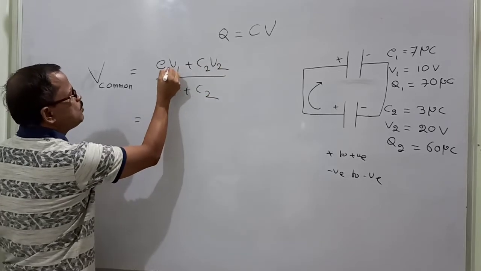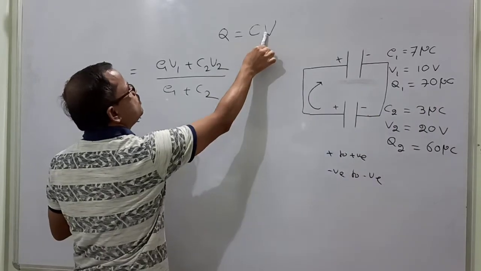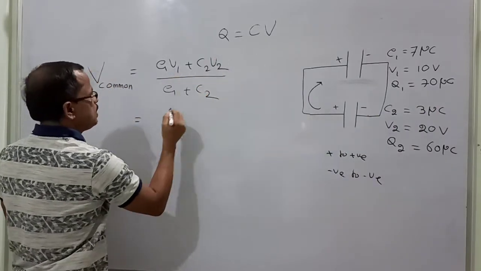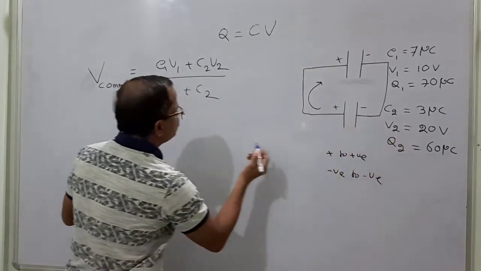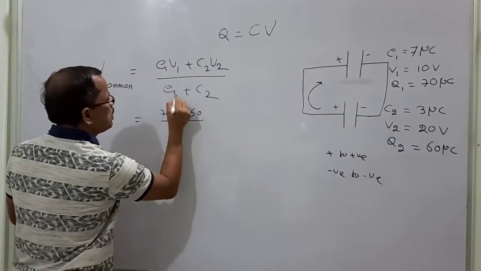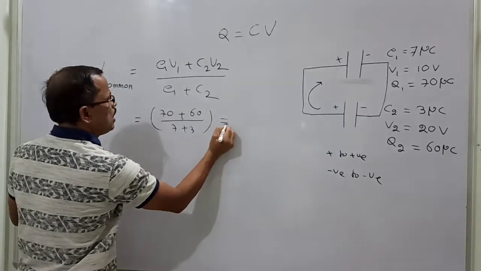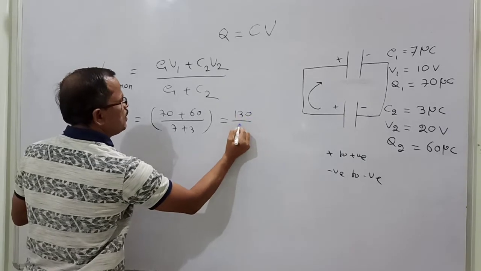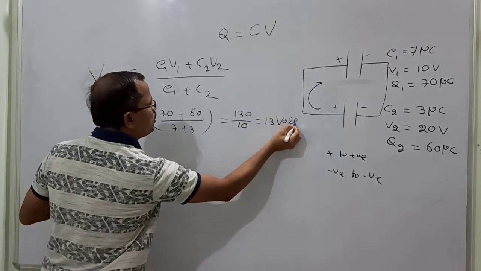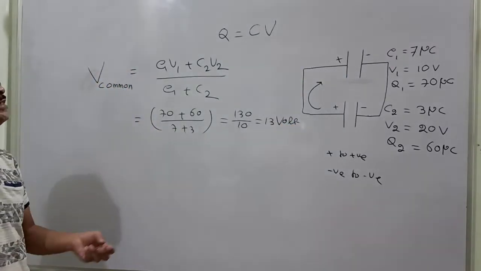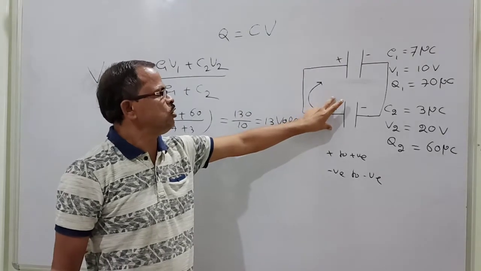What is C1 V1? Now C1 V1 is equal to 70, because you know Q is equal to CV. So C1 V1 means the charge in this first one, 70. Then what is C2 V2? C2 V2 is equal to 60. Then divided by what? C1 plus C2, 7 plus 3. So this is equal to 130 divided by 10, which is 13 volt. After the connection, the potential of this capacitor will be 13 volt. Potential of this capacitor will be 13 volt.